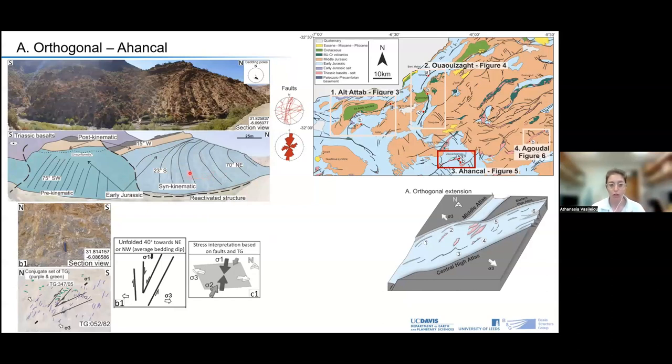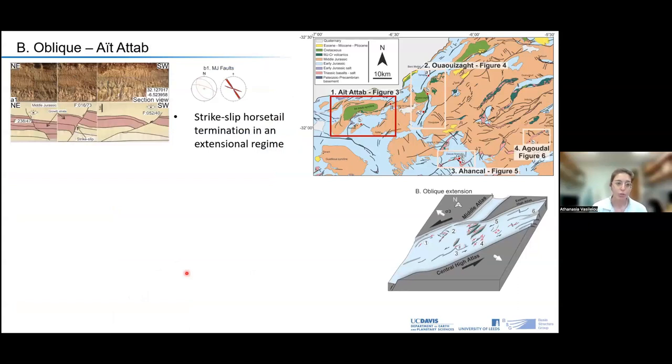It was north or south, so against east-west trending faults. And also we identified a series of tensile gashes, and here we see a conjugate set of tensile gashes that, if we restore it, shows mostly orthogonal extension with sigma 3 kind of northwest-southeast. Then I'm going to move to the oblique extensional phase.